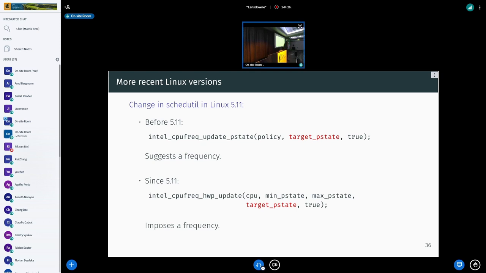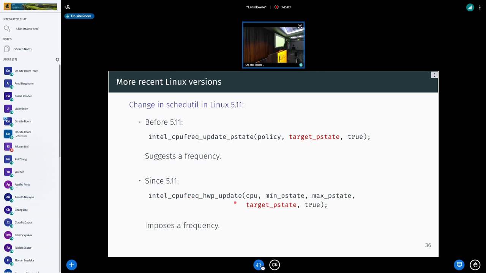So it happens that before Linux 5.11, this only concerns Schedutil. Schedutil is using this function here for changing the frequency. Schedutil measures utilization and chooses a frequency that it thinks corresponds well to that utilization. Before 5.11, it was using this function, which amounts to a suggestion. It will say use 2 gigahertz or something like that, and maybe the hardware will do that, or maybe the hardware will do something else.